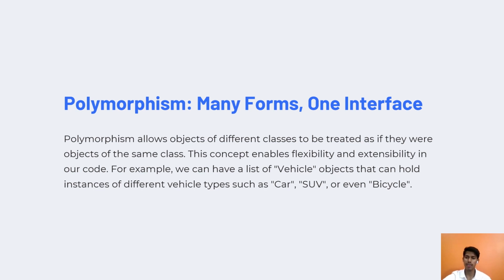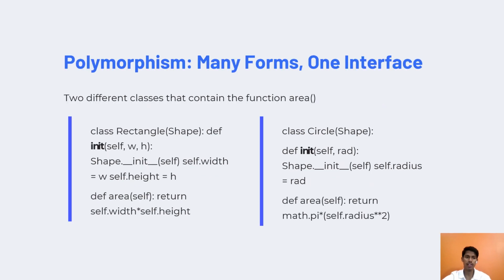Let's take a very good example where we can understand a little better. For example, two different classes that contain the function area. So over here we have two different classes, that is class rectangle and class circle. Here we have width and we have height. Over here we have only radius. So the difference is, and also we are using pi in circle.